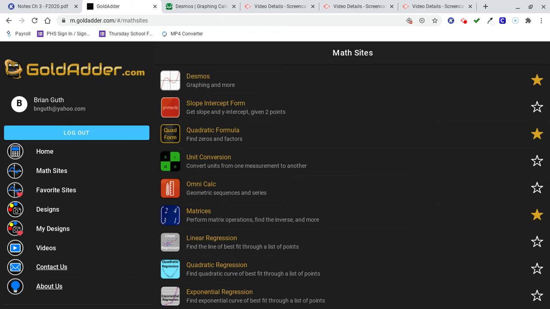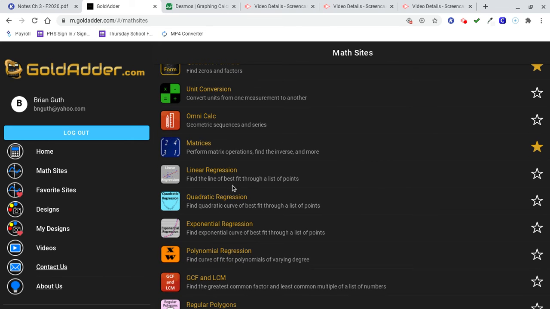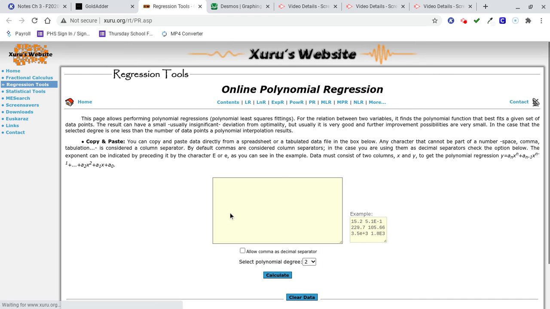So if you go to the math sites on Goldadder, you'll see there are a couple of regression calculators. Linear regression is good, but it only does a line. Quadratic regression is good, but it only does quadratic. Same thing for exponential. If you go to polynomial regression, that's the one we want, because this will let me do different powers. It'll let me do a quadratic or a cubic or whatever.